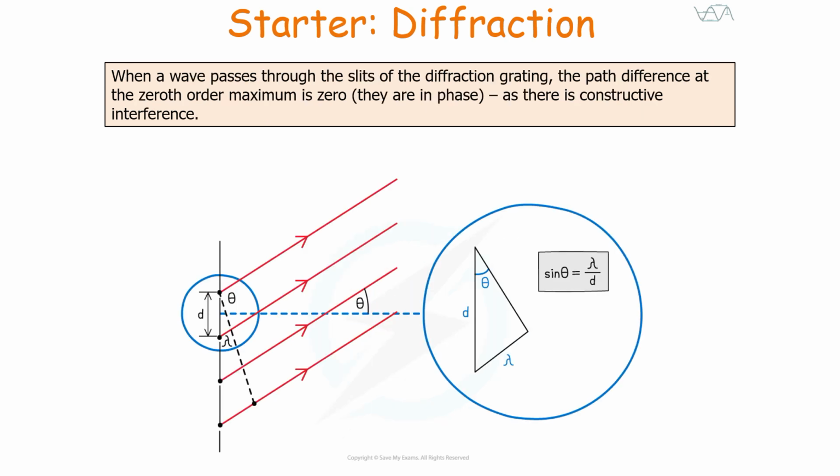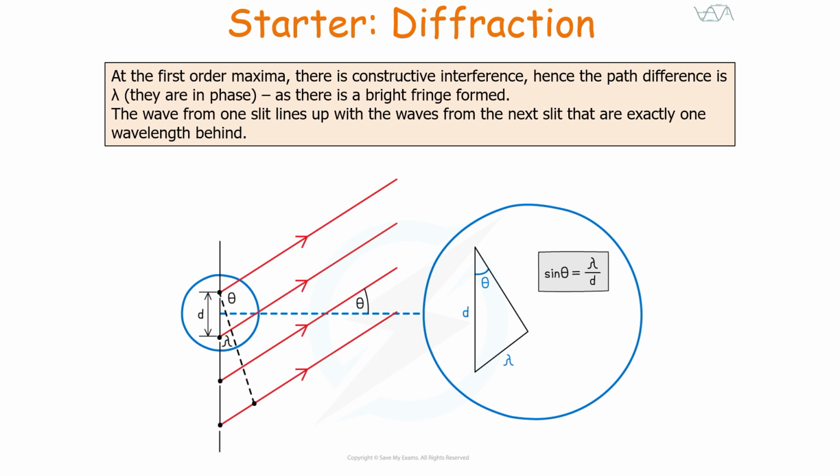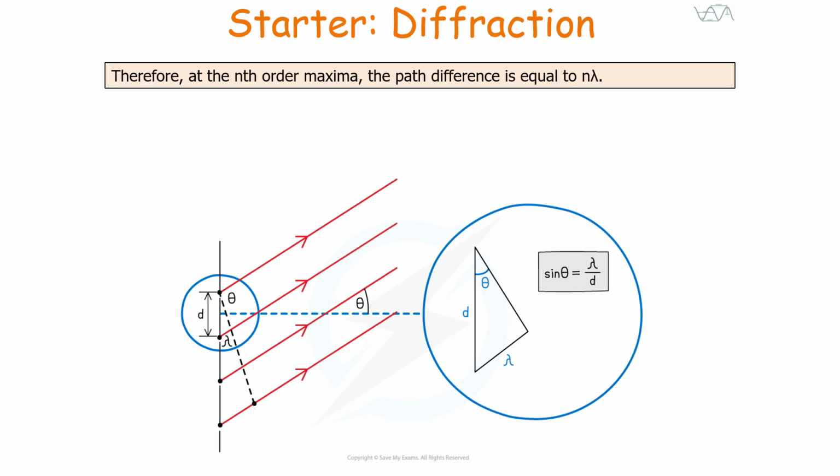When a wave passes through the slits of the diffraction grating, the path difference at the zeroth order maximum is 0 because they're in phase, because you're getting constructive interference. At the first order maxima there's also constructive interference, and the path difference between the two waves is one wavelength because they are in phase, so you get a bright fringe being formed. So the wave from one slit lines up with the waves from the next slit because they're exactly one wavelength different in their path. That tells us that for the nth order maxima, the path difference is equal to n, the order, multiplied by the wavelength.